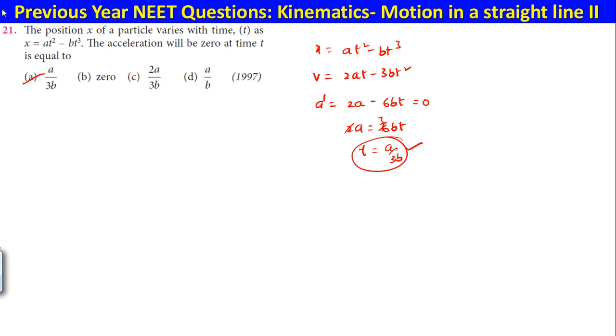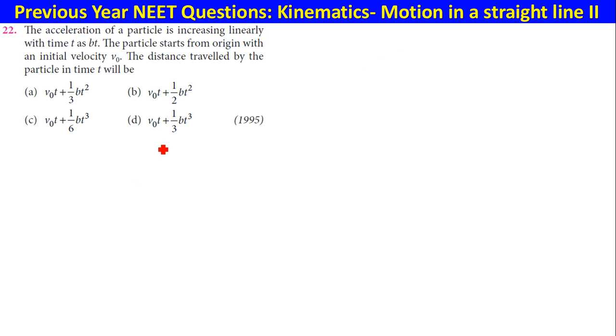Clear? Yes. Next, the acceleration of a particle is increasing linearly with time t as bt. So let us say acceleration is equal to bt. The particle starts from the origin, origin means s is equal to 0, or you can say x is equal to 0, with initial velocity v naught. The distance traveled by the particle in time t is given by. So you need to find the distance traveled by the particle in time t. Generally you just need to take a equal to bt and integrate it to get velocity, and integrate once again to get distance.